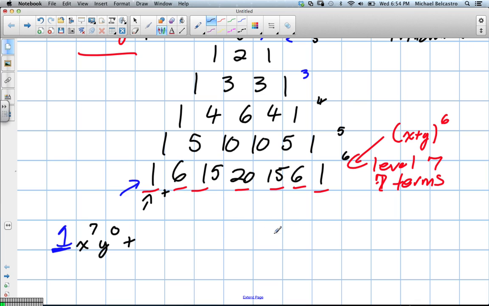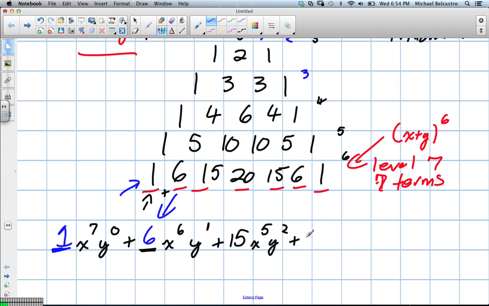Our next term would technically be x to the power of 6 and then y to the power of 1. But what would be our coefficient in front of that one? 6. That's right. We take the second term, so this is where our second term comes in. Then we continue that pattern all the way out, just like you had done. So what would the next one be? 15. Then x to the power of 5, y to the 2.